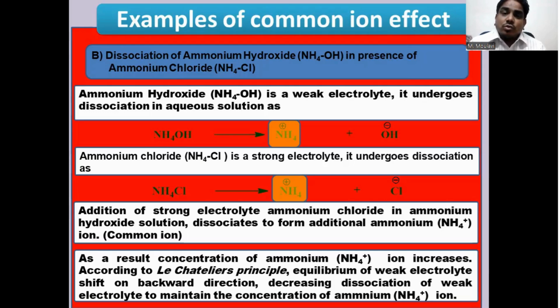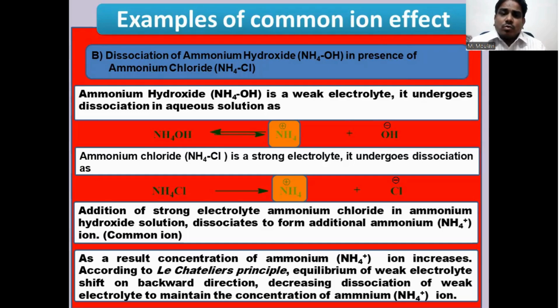So it is also used for controlling the pH of solution on the alkaline side. The mixture of ammonium hydroxide and the ammonium chloride is used as the alkaline buffer in the solution. So common ion effect is very useful for controlling the pH of solution in the form of buffer mixture.